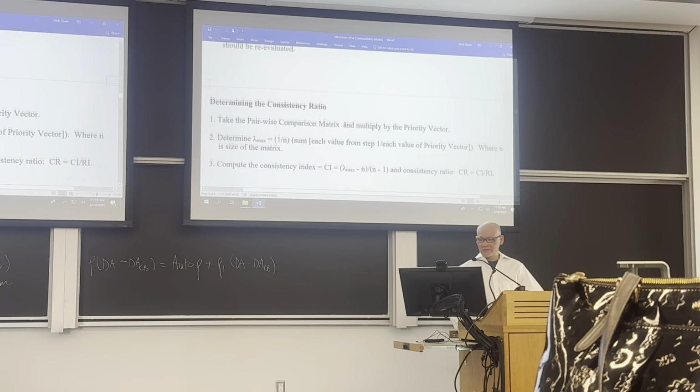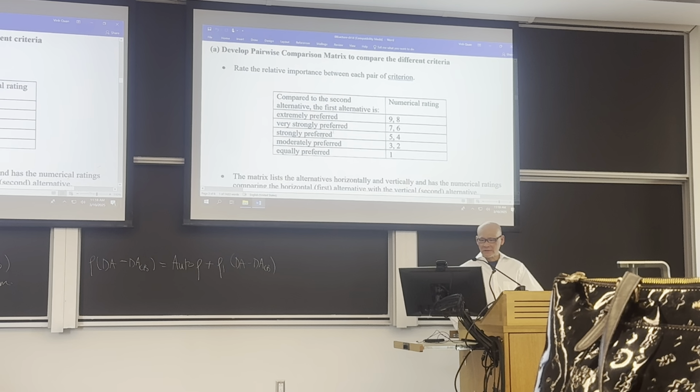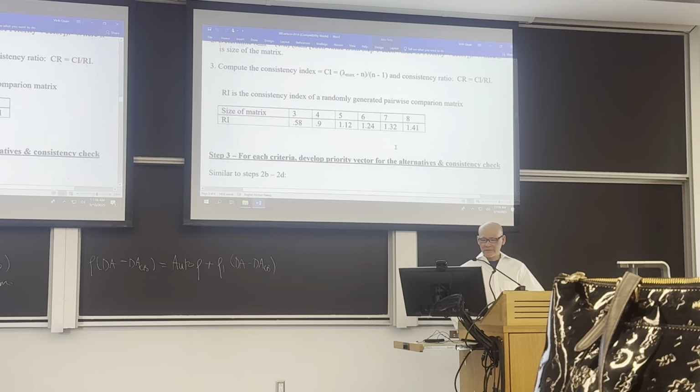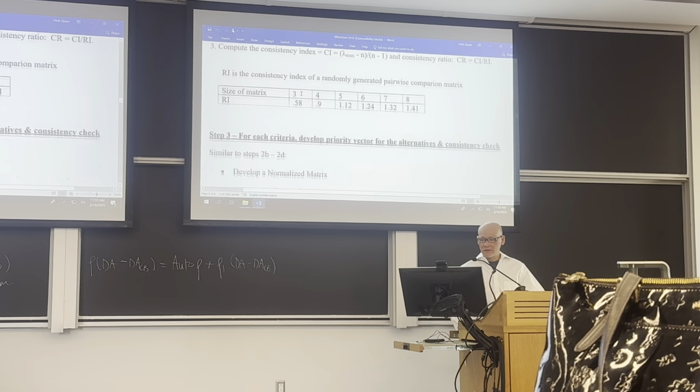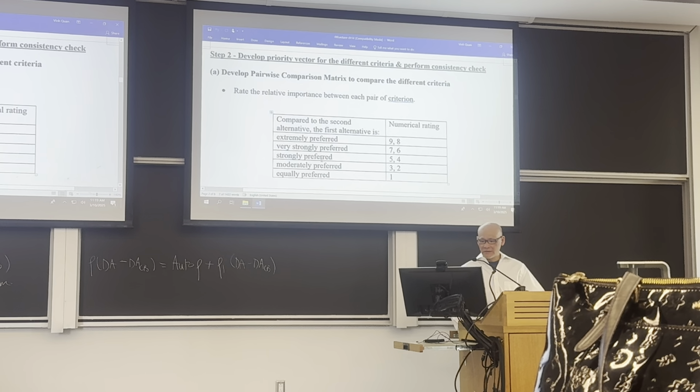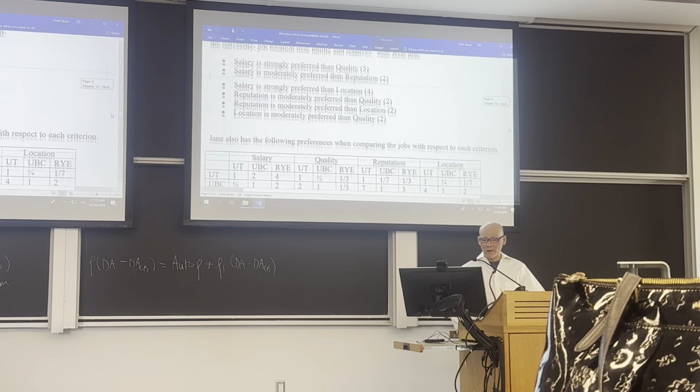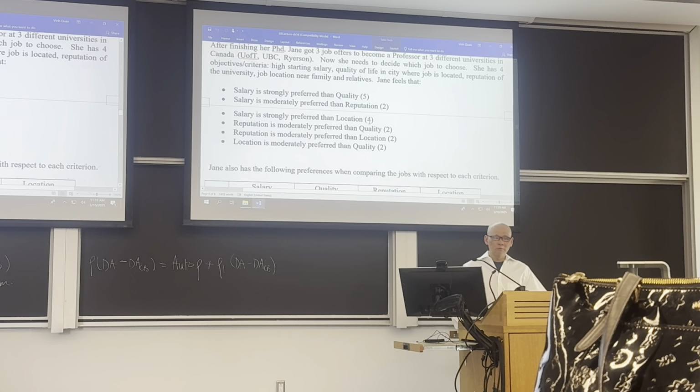So the comparison values come from this table over here. If something is strongly preferred, then you can give it a comparison value of either 5 or 4. Jane also says that salary is moderately preferred to reputation, and gives it a comparison value of 2. Something that's moderately preferred, you can look up in the table, can be given a value of either 3 or 2, and we assign a value of 2 there. So based on how Jane feels comparing one criteria to another, we would assign an appropriate comparison value.